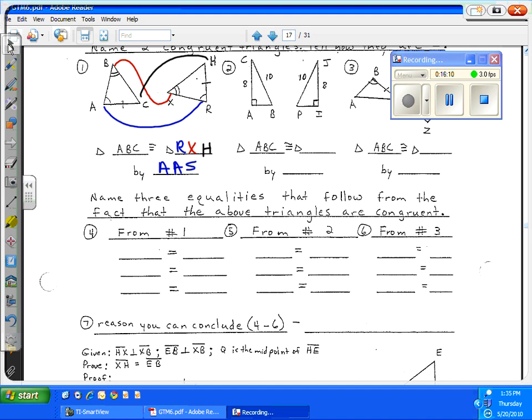Notice there's 3 things marked. Triangles have 6 things, 3 sides and 3 angles. Now that we know that these are congruent, we can automatically say that the other 3 sets of corresponding parts are equal. So we can automatically say now that angle C is equal to angle H. We can say that this side right here that wasn't marked, AB, would be equal to its corresponding side of the other one, so AB is equal to something.